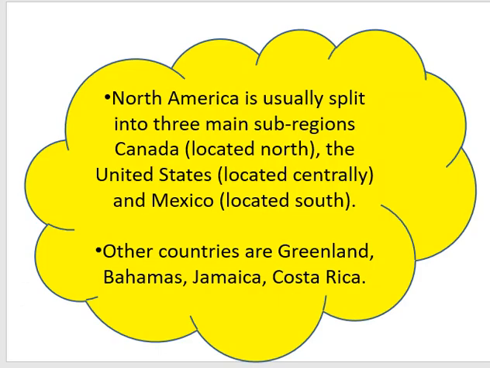North America is usually split into 3 main subregions. We have 3 main subregions in North America. Now, these are not just the countries we have in North America. There are so many other countries, but it has 3 main subregions, which are Canada, United States and Mexico. Now, apart from these countries, there are so many other countries.